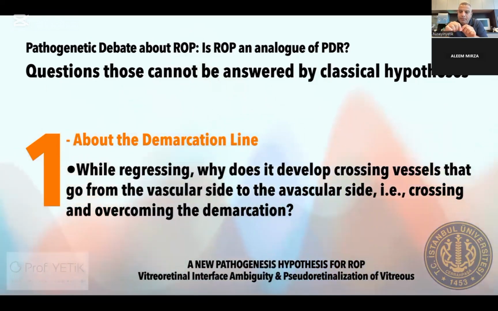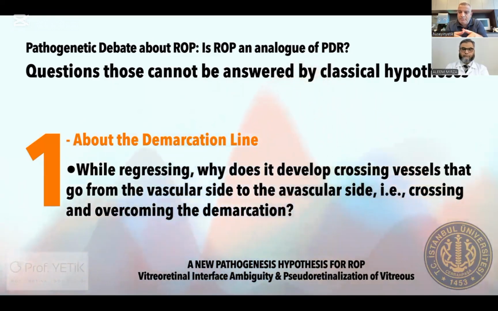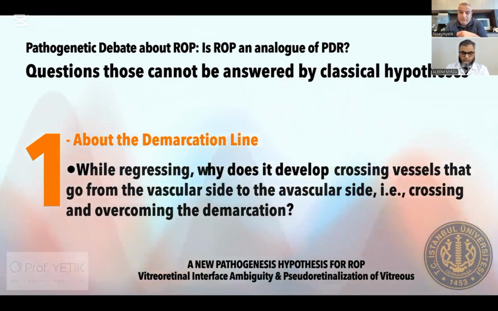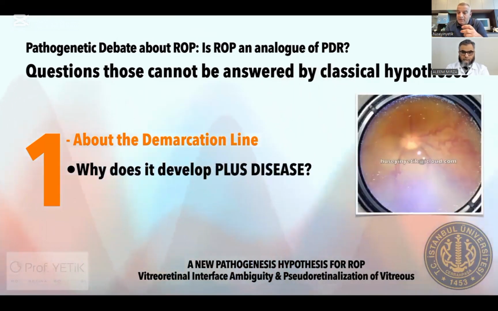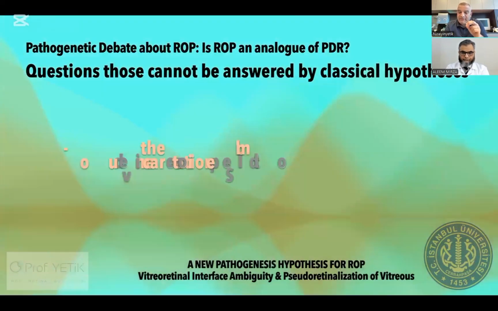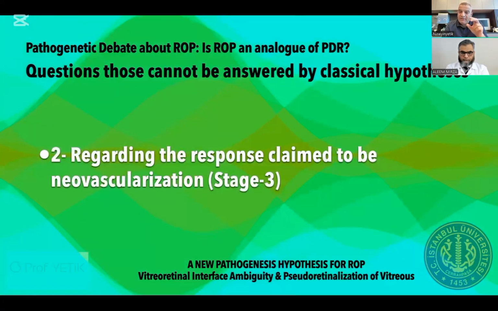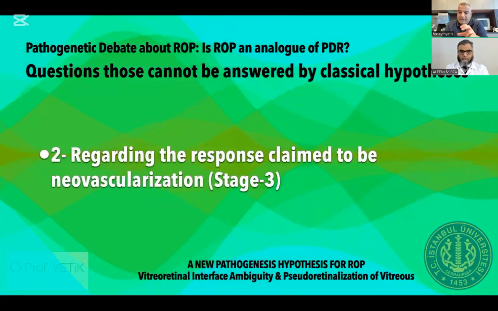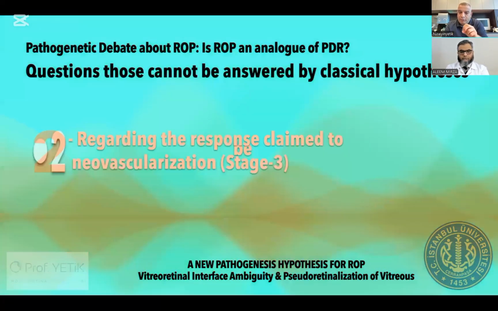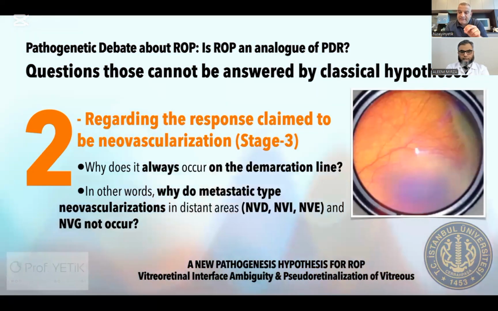And while regressing, why does this disease go and cross vessels? We know the PDR can never regress in such a way. In PDR, we don't see a crossing vessel. So this is a specific type of regression. And why does a plus disease occur? Still, those known hypotheses cannot explain. And regarding stage 3, there are so many questions that those two hypotheses still cannot explain.